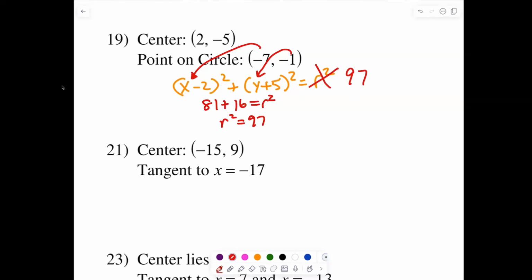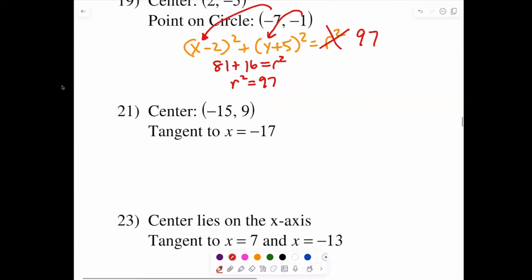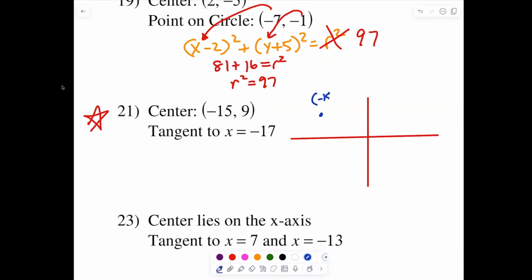Okay. These are the ones that are kind of cool that people miss all the time. Look at 21. All right, so here we go. Just for fun, look how simple this is. Where is -15, 9? We don't have to count out -15 and count up 9. Just put -15, 9 is right there. Does everybody understand me on that?